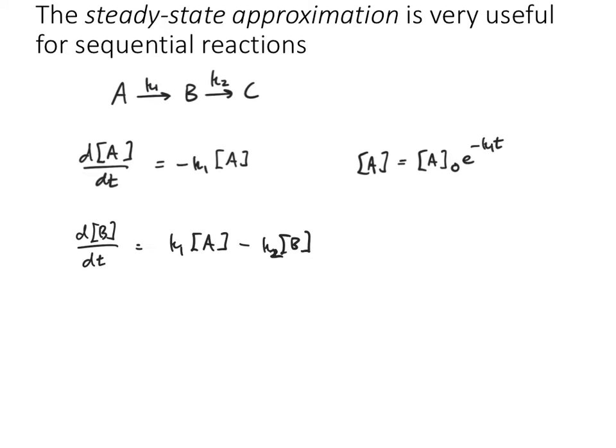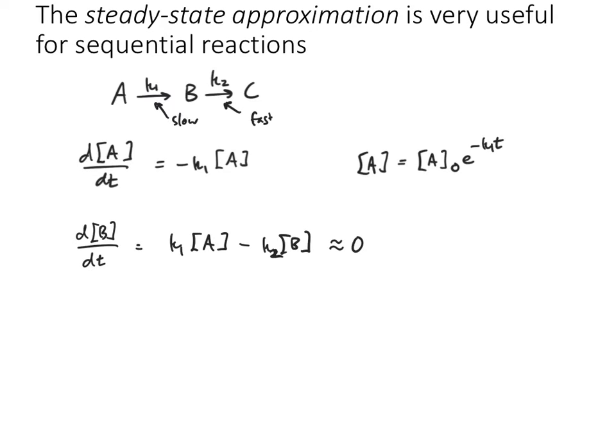And here's the steady state approximation. It assumes that the rate of accumulation of B is approximately 0. And this will be true if k1 is relatively slow or a small number and k2 is relatively fast or a large number. That means that B doesn't have a chance to really accumulate very much.